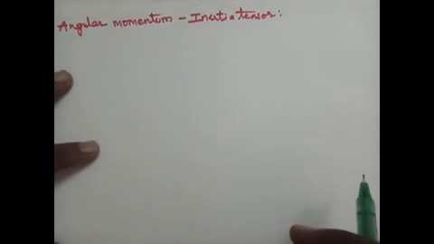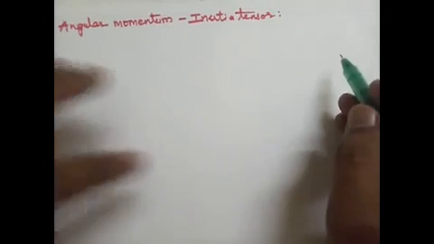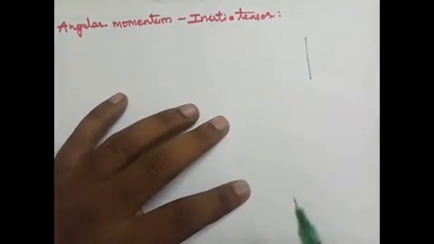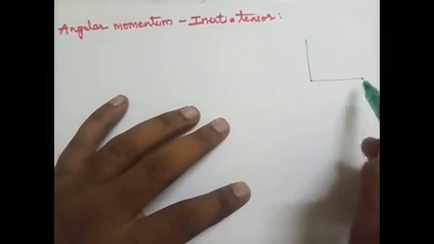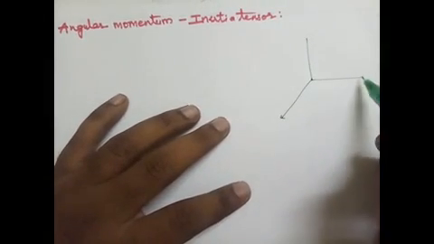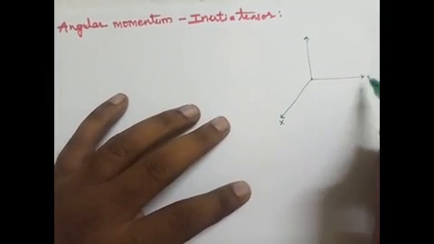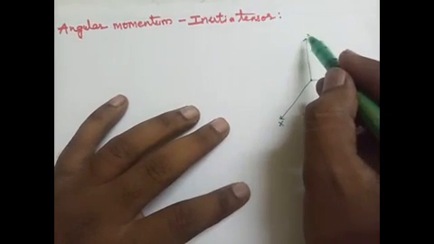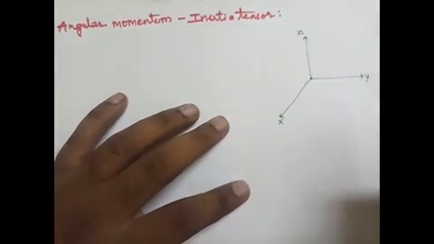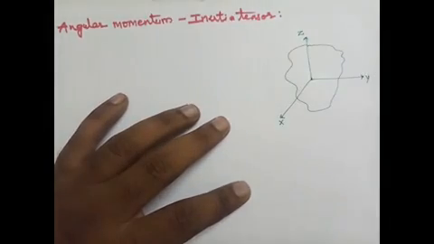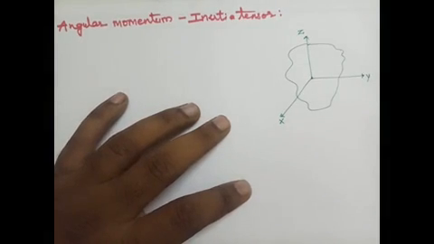assume a rigid body rotating about a fixed axis. Here I am assuming the XYZ axes: the X axis, Y axis and Z axis. Now I am assuming one rigid body.